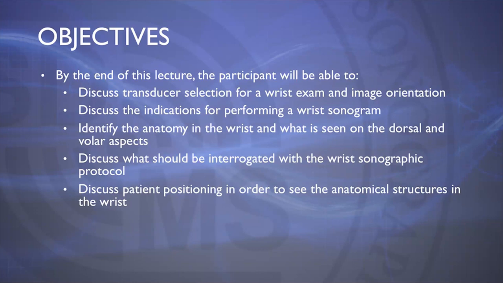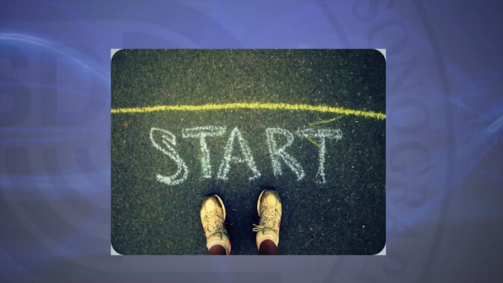During this lecture, I'll be discussing transducer selection to perform a wrist exam as well as image orientation on the screen. I'll then be discussing the indications for performing a wrist sonogram, followed by identifying the anatomy in the wrist and what is seen on both the dorsal and the volar aspects. I'll then be discussing what should be interrogated with the wrist sonographic protocol, as well as the patient positioning in order to see these anatomical structures in the wrist. So let's get started.